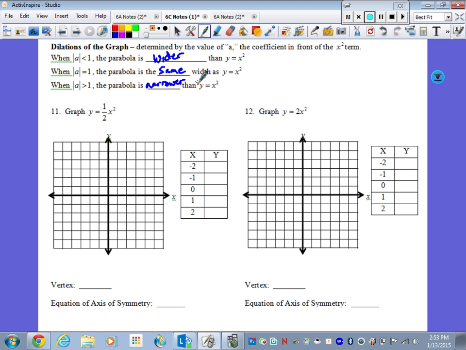And so you saw that. And then you saw the vertex stayed the same. The axis of symmetry stayed the same. Okay. And guys, again, this is all about looking at A. Okay. And determining what it does.